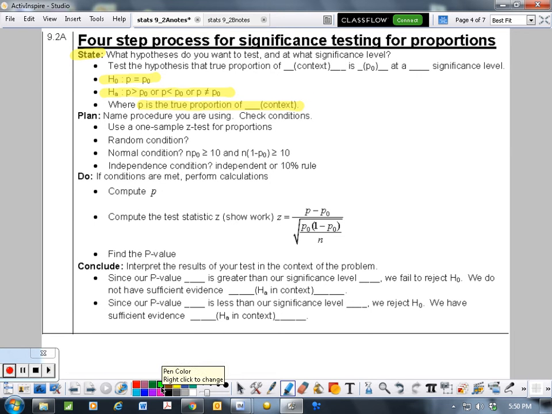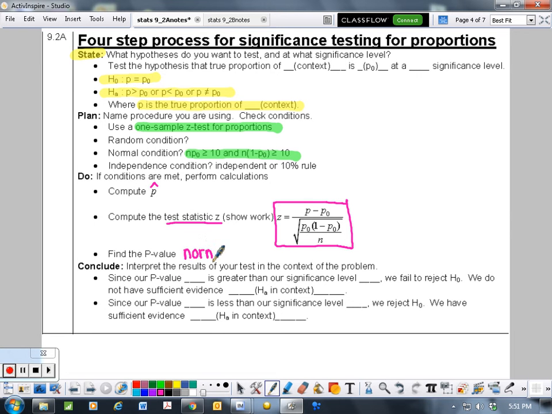With your plan, name the procedure you are using. We're using a 1-sample z-test for proportions. Last time we were using confidence intervals, so it would be a 1-sample z-interval for proportions. Now we're doing a significance test. We have our random condition, our normal condition, our independence. We compute p hat before we go too far. We compute our test statistic, which is calculated by this. And then we find our p-value, which we'll find with a normal CDF.